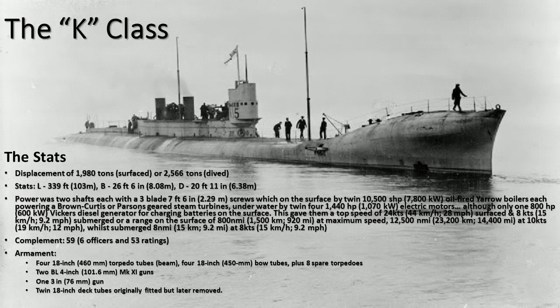That's not that great. Complement 59, 6 officers and rating, so it's gone up quite a bit. And armament. Well, they have 4 18-inch torpedo tubes beam, 4 18-inch bow torpedo tubes, and 8 spare torpedoes. 2 4-inch guns, 1 3-inch gun, and 2 18-inch deck tubes, which get removed later, probably sensibly, because there's enough problems. Okay.